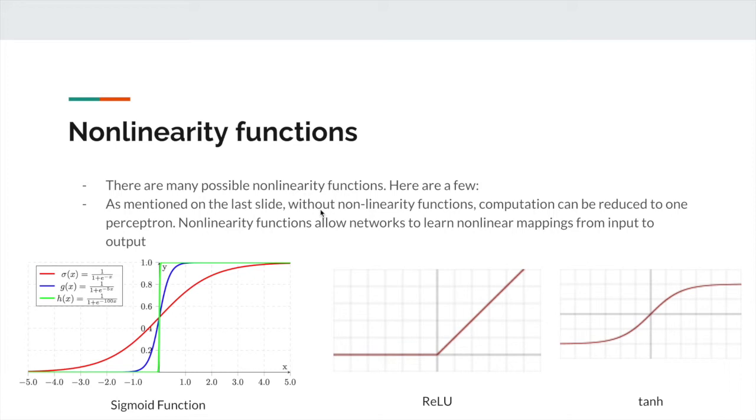right? And there's different possible nonlinearity functions. You can have a sigmoid function that looks like this, a ReLU function, which is just the max of 0 and your x value, or the hyperbolic tangent function. And so having this nonlinearity function allows your network to learn more complex mappings from your input to your output.